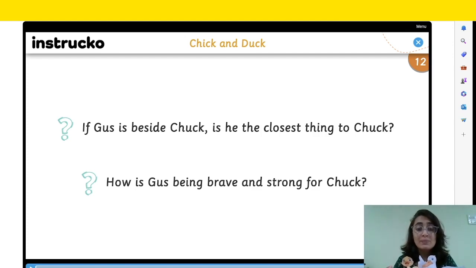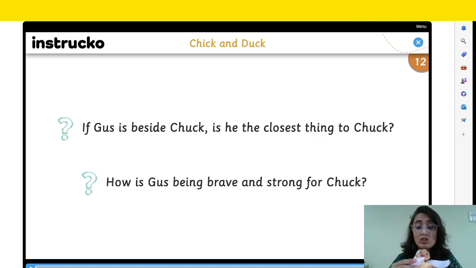And how is Gus being brave and strong for Chuck? See, Gus is not scared. Gus is not scared of the lightning and storm, and he is not showing it. Why? Because he wants to be brave for his friend. Because his friend Chuck is already afraid of storm and lightning. So Gus is being brave so that Chuck can be comfortable.